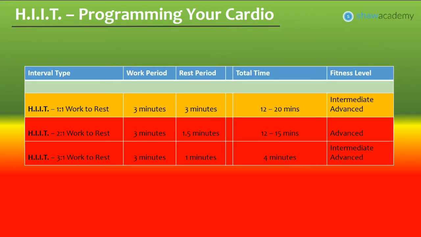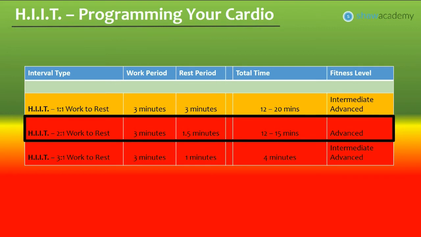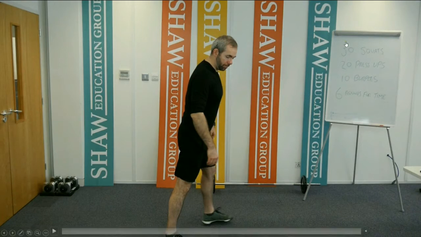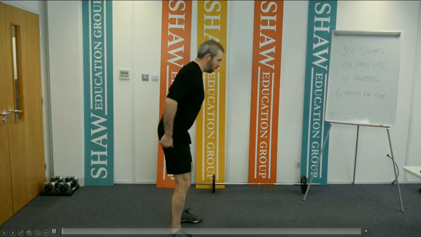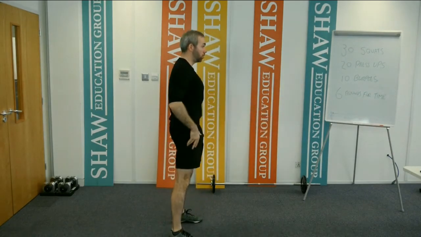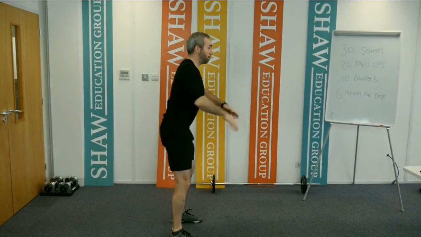In fact, what we're really looking for here is either a 1.5 or even down to a 3 to 1 work to rest ratio, where we're doing 3 minutes of work with 1 minute rest. Then we might do this in a standard AMRAP, as many rounds as possible workout, where we can use some strengthening exercises. So let's say we use a standard 30 squats, 20 press ups, and 10 burpees or something like that, where you're just going straight into it. So you're working for up to 3 minutes at a time with rest in between.